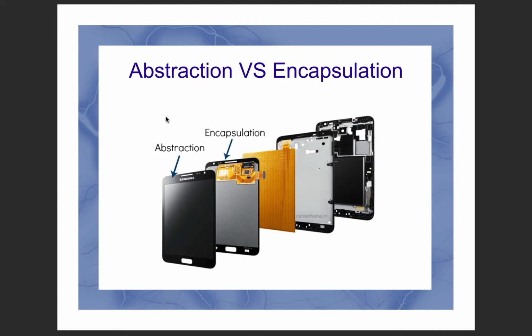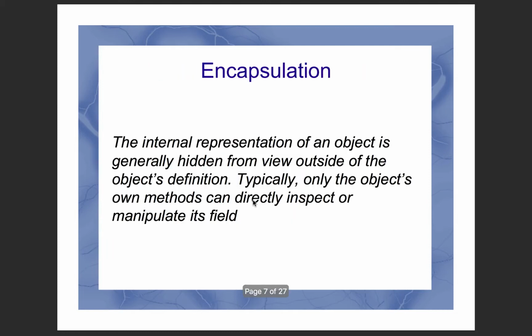In this slide you can see a simple view, which is called abstraction. We can use this simplest view to access the mobile, and encapsulation hides all the internal structures and internal complexities from the outside world. So these are two different things, encapsulation and abstraction. Let's talk about each of them in detail. Let's start with encapsulation.